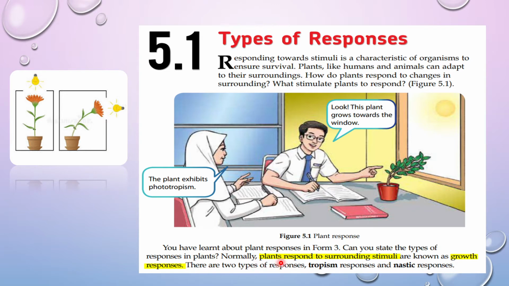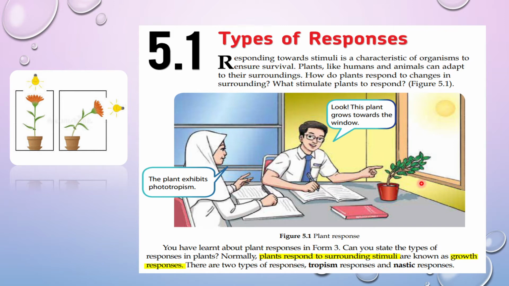Normally plants' response to surrounding stimuli are known as the growth responses. There are 2 types, namely tropism responses and also nastic responses. Plants, like humans and animals, also respond to the changes in the surroundings. Changes here means the stimulus. So what stimulates the plants to respond? You have to look at the different types of stimulus.